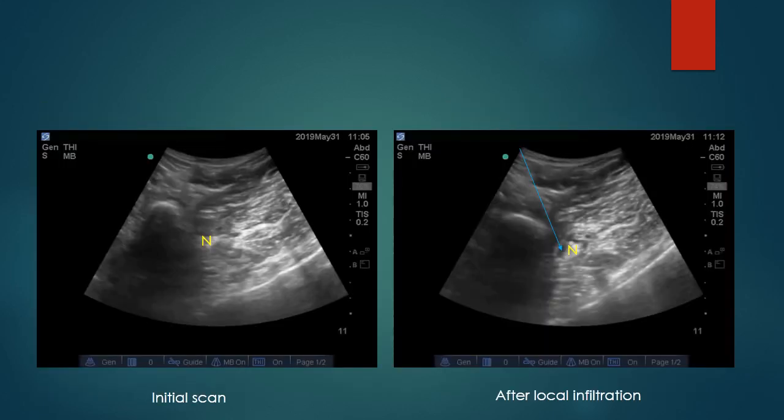The first one is the initial scan by anterior approach and the second one is the scan after infiltration with local anesthetics covering the sciatic nerve. Let's check out the real block.